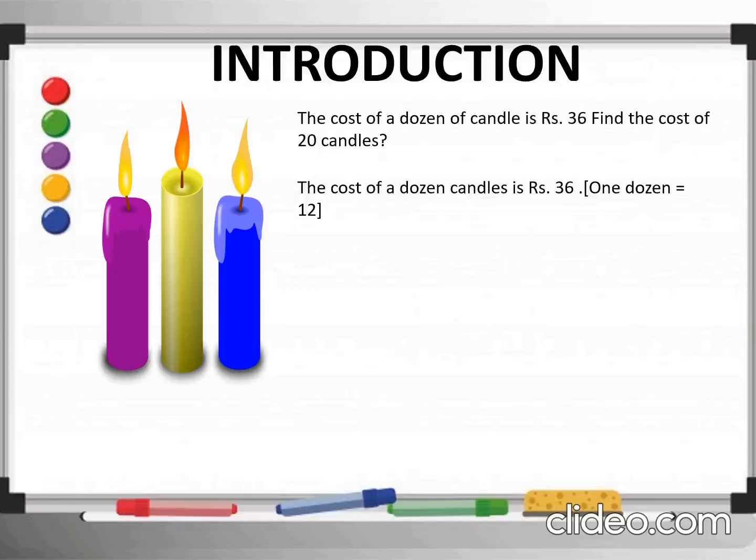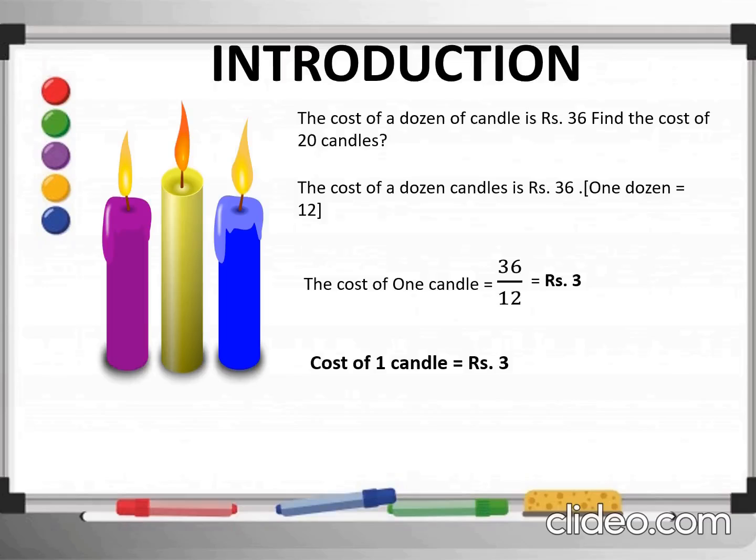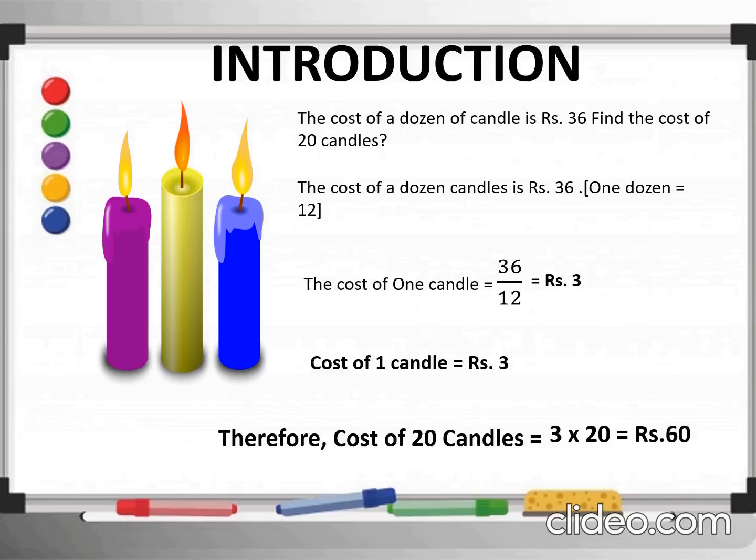To find the cost of 20 candles, we first find the cost of 1 candle and then multiply it with 20. Here, cost of 1 candle equals 36 upon 12. When we do the cancellation, we'll get 3 rupees. So, cost of 1 candle is equal to 3 rupees. Then what is the cost of 20 candles? 20 into 3 rupees, which is equal to 60 rupees. Therefore, cost of 20 candles equals 60 rupees.